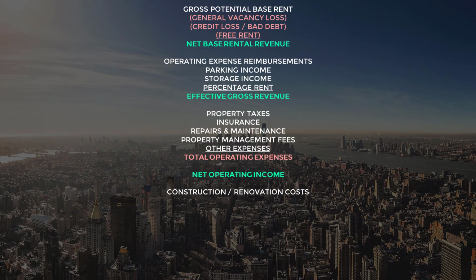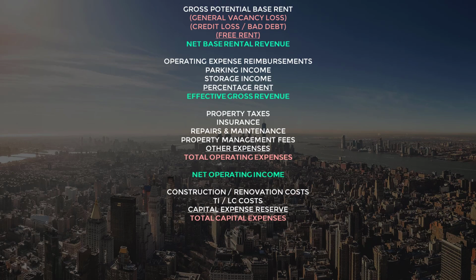So this would include things like construction costs or renovation costs, and also TI or tenant improvement allowances and leasing commissions as well. Now within your capital expenses, you'll also have something called a capital expense reserve, which is just going to be a monthly amount set aside for future capital expenses that you may have at the property.